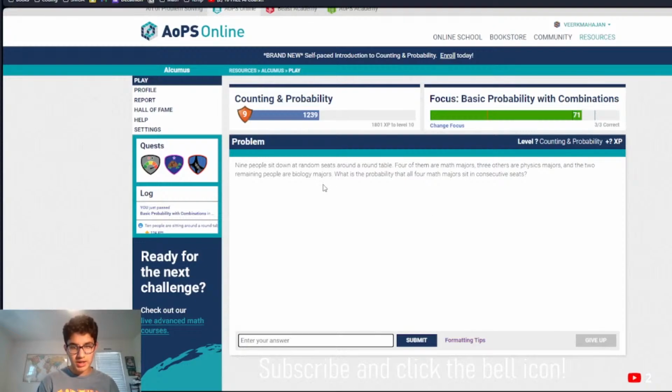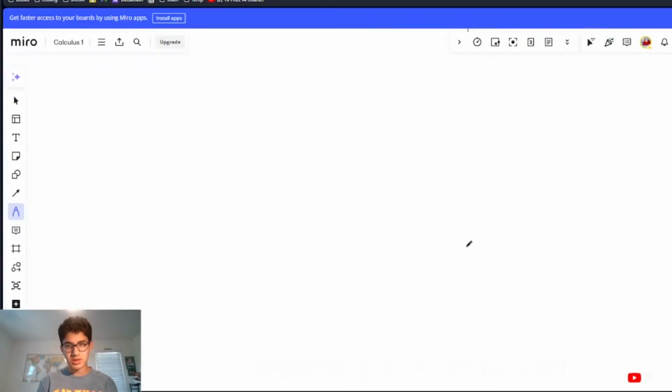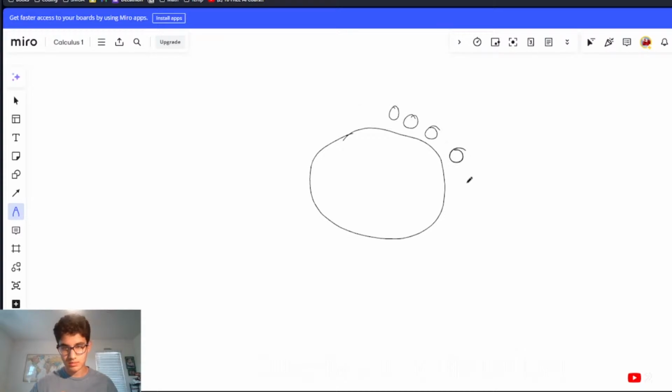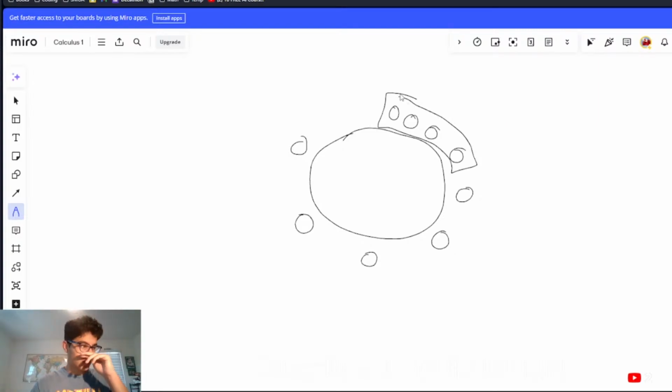Nine people sit down at random seats around a round table. Four of them are math majors, three are physics, and two are biology majors. What's the probability that all four math majors sit in consecutive seats? Again, a similar thing. So let's try to draw it. There are nine in total, right? So let's say it's like this, and we want the math people like this. So how, oh wait, basically, how many ways are there to make that happen?